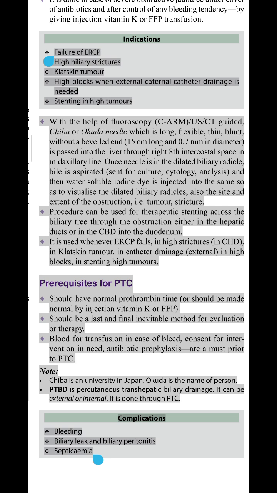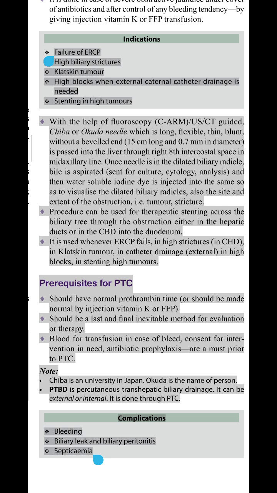Once the needle is in the dilated biliary radical, bile is aspirated, sent for culture, cytology, analysis, and then water-soluble iodine dye is injected so as to visualize the dilated biliary radicals, also the site and extent of the obstruction, i.e. tumor, stricture. The procedure can be used for therapeutic stenting across the biliary tree through the obstruction either in the hepatic ducts or in the CBD into the duodenum.